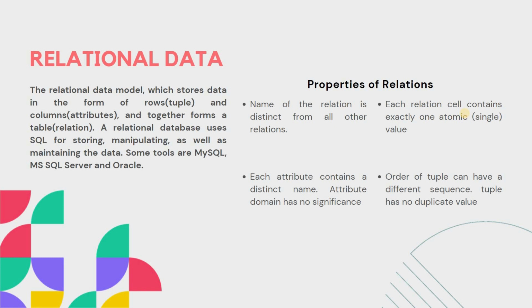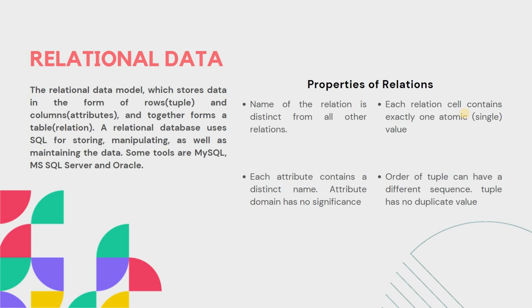Some tools are MySQL, MS SQL Server, and Oracle. This relation follows some properties. The name of the relation is distinct from all other relations. This means the name of a table should be unique. Each attribute contains a distinct name. Attribute domain has no significance. This means the name of a column is unique and it maintains the integrity of the database.